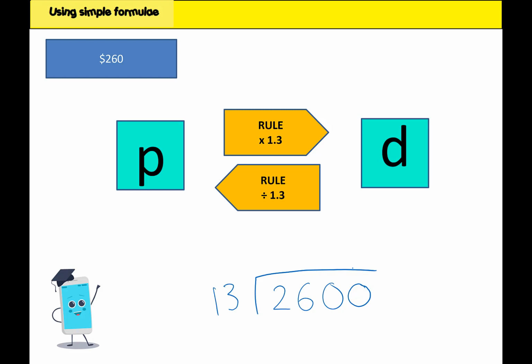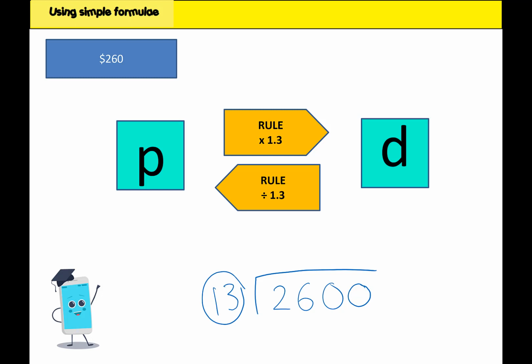Check it on a calculator just so you can prove that yourself, but 2,600 divided by 13 will give exactly the same answer as 260 divided by 1.3. I do not want to divide. I don't want a divisor which is a decimal number. I need a whole number here. So you can use this simple trick to help you.